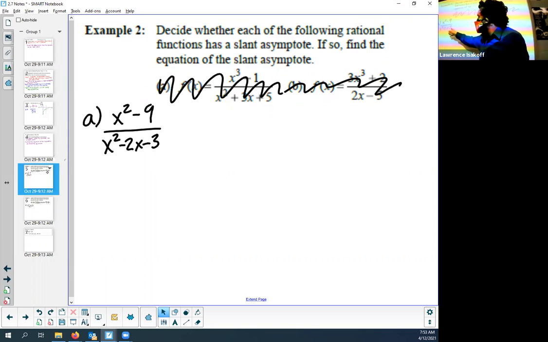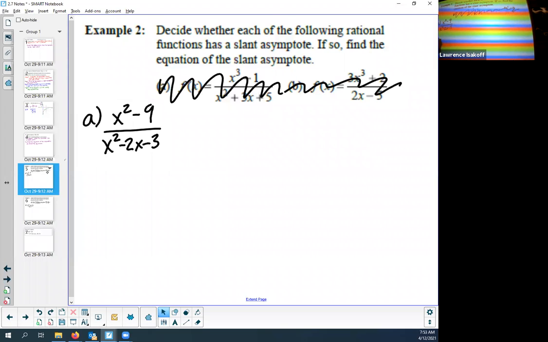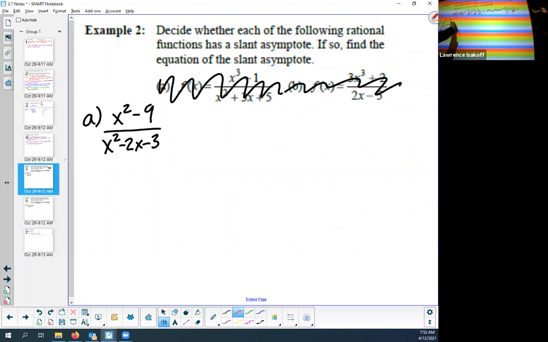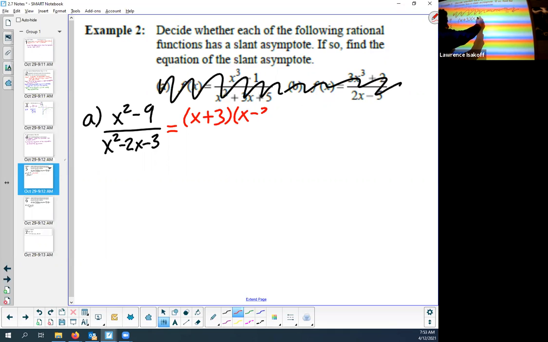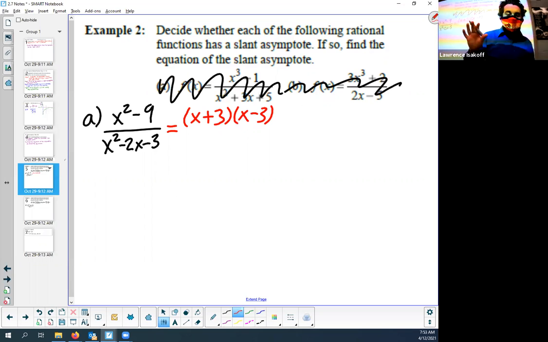So here with this, first thing we want to do is factor. I realize x squared minus 9 factors to x plus 3 and x minus 3. If I were to FOIL that out, my middle terms cancel, hence why there's an x in the middle, and 3 times -3 gives me a -9.